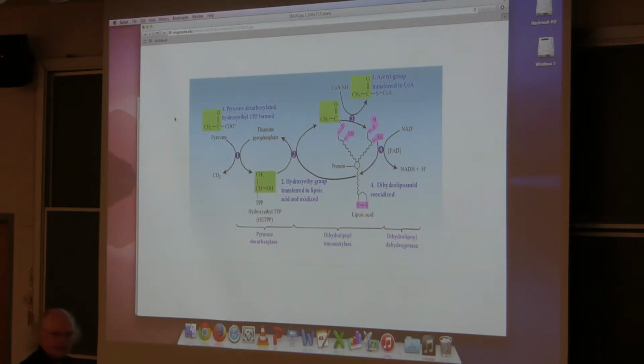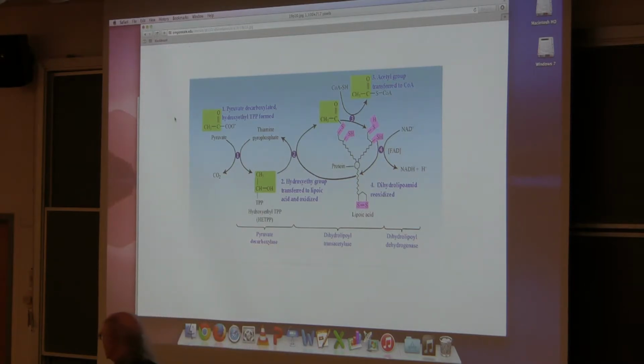Well, what about those electrons? Those electrons, remember we started with a disulfide bond, and right now we have 2 sulfhydryl bonds. Those 2 sulfhydryl bonds are anxious to get rid of their electrons, and so what do they do? They pass them off to electron carriers, FAD and NAD. Ultimately, the product is NADH.